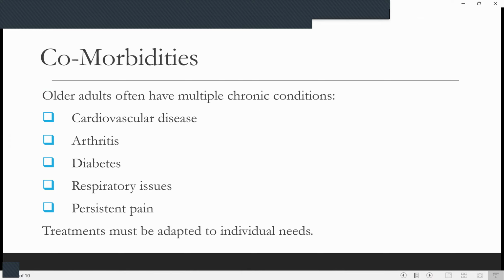Older adults often have comorbidities, so this is just a way of saying more than one condition. And the problem with this is the treatments for the conditions don't necessarily align, and the aftercare advice can be totally different for different treatments. So it can be harder for the individual to look after their different conditions.